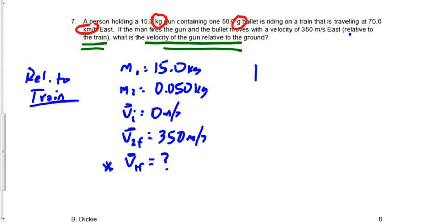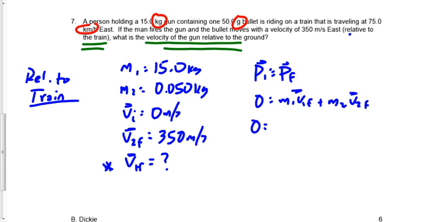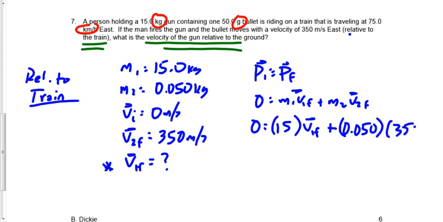So I'm going to say PI is equal to PF. I'm going to say 0 initial momentum equals M1 V1F plus M2 V2F. Like mathematically, this question is not very hard. It's just conceptually, it's pretty challenging because of those 2 frames of reference. 0 is equal to 15 times V1F plus 0.050 times V2F, which is 350. Now we're going to solve for V1F here. Gives me a negative 1.16667 meters per second. Is that my final answer?